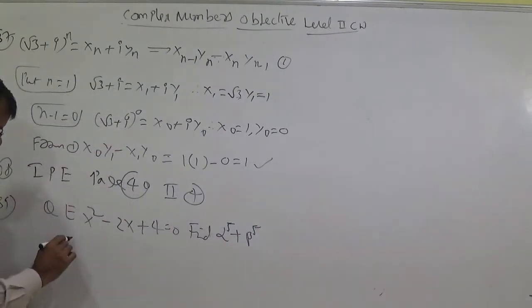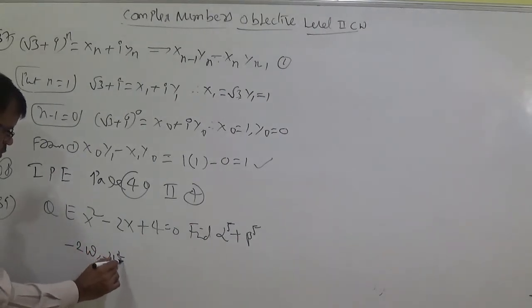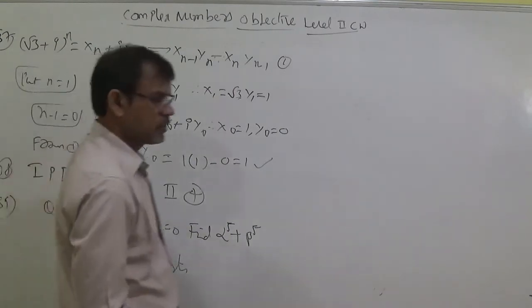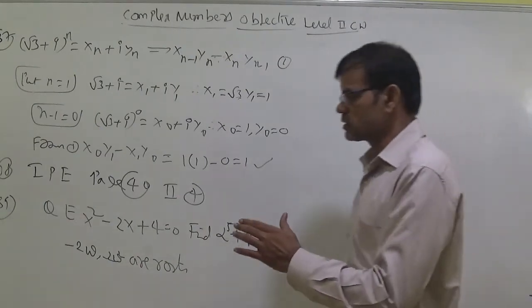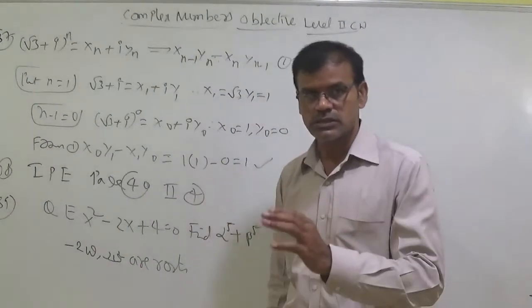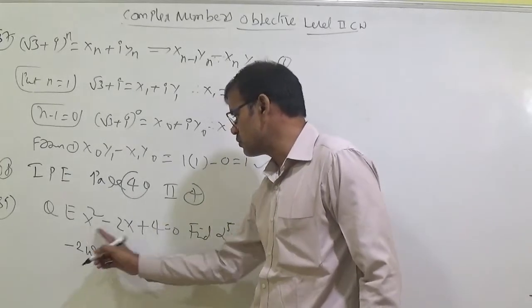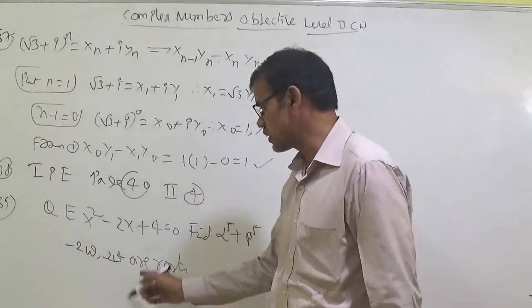Now let us understand: minus 2 omega, minus 2 omega square are the roots. If you are having any doubt, you can substitute there. Whenever the concept 1 plus omega plus omega square is equal to 0 is there, then you should understand the value in terms of omega and omega square, which are nothing but roots of the quadratic equation.